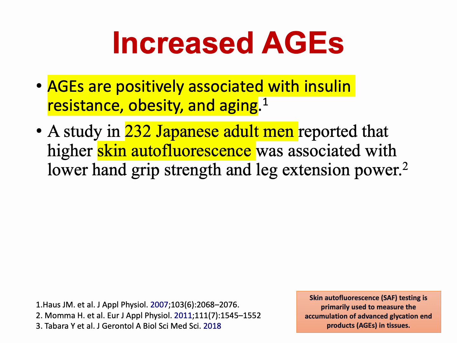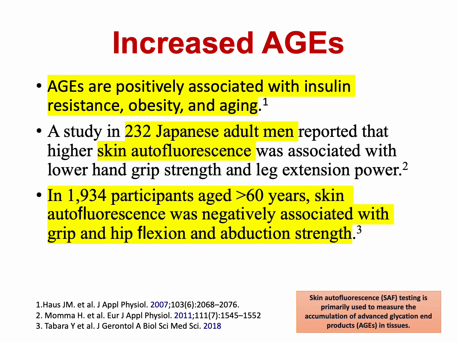A study of 232 Japanese adult men found that higher skin autofluorescence, a measure of accumulated AGEs in tissues, was linked to lower hand grip strength and leg extensor power. Similarly, in a study of about 1,900 participants over 60 years old, skin autofluorescence was negatively correlated with grip strength and hip flexion and abduction strength.